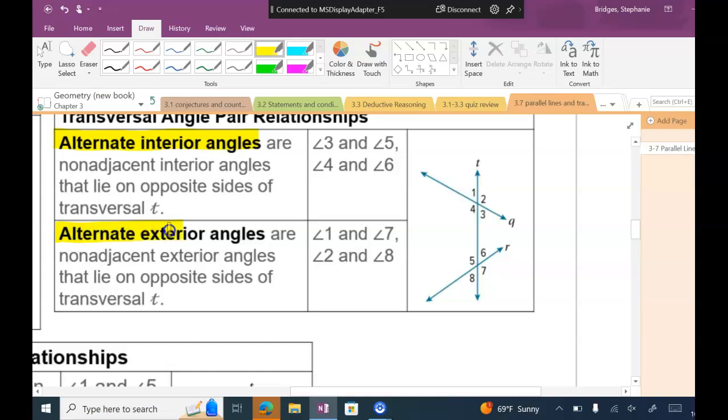Then you have alternate exterior angles. So those are going to be opposite sides of the transversal, but outside my two lines. What is alternate exterior to angle 1? Angle 7, okay. And then what about angle 2? 8, okay. Opposite sides of the transversal, but outside of my lines. Alternate exterior. The names of the pairs kind of tell you where they are. Alternate means opposite, interior, exterior. In between the two lines, outside the two lines. Is everybody okay with those?